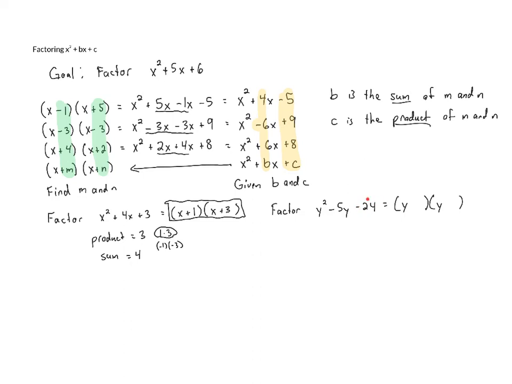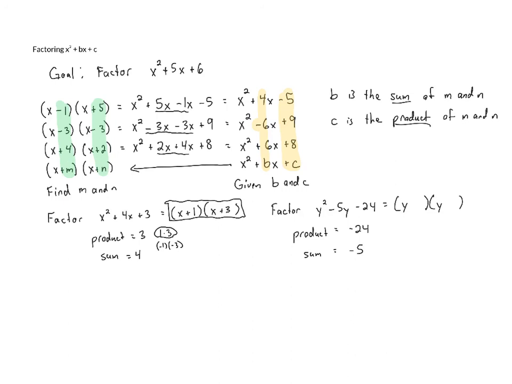This negative 24 has to be the product of those two numbers. So we're looking for two numbers that have a product of negative 24. And then we're looking for two numbers that have a sum of negative 5. Remember that that coefficient on the variable term is always going to be the sum. So we need two numbers that multiply to negative 24 and add up to negative 5.